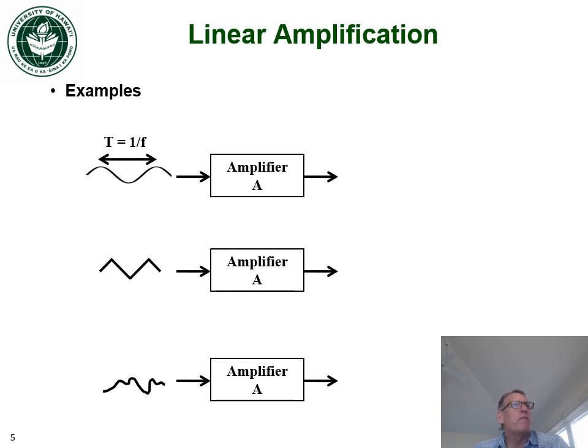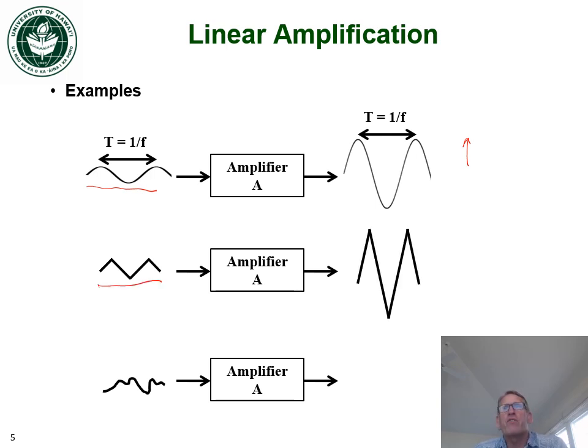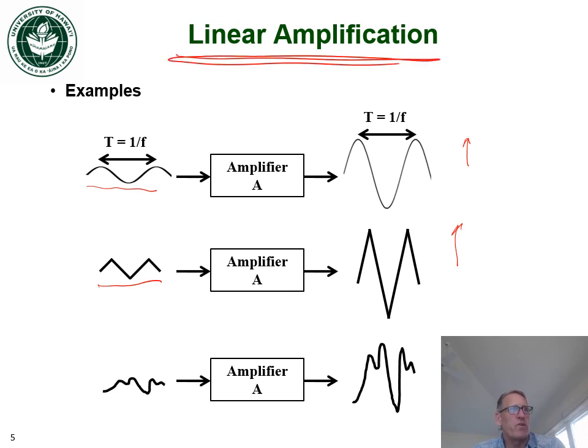All right, let me give you some examples here of linear amplification. In this case, we have a sinusoid coming in. The output of that sinusoid will look just like a scaled version. Again, the frequency doesn't change, but the amplitude of the sinusoid does change. Another example would be if we have a triangle wave. Again, the period of the triangle wave doesn't change, just the amplitude of the triangle changes. And finally, if we have some random signal coming in, it's the amplitude of the random signal going out that changes if we have linear amplification, and that is no distortion to our signals.